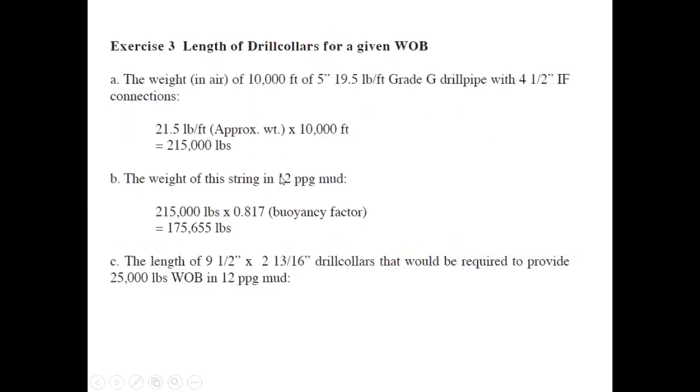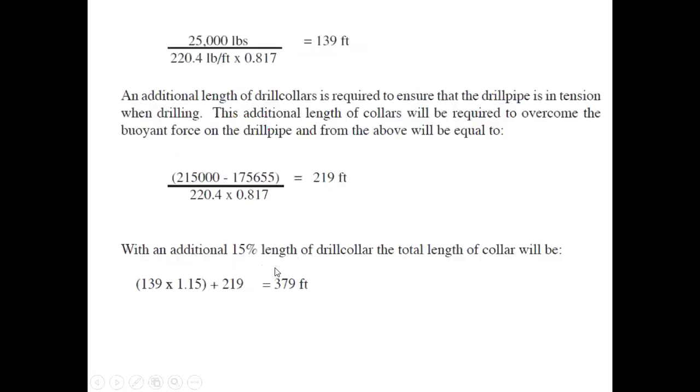Now let's start from the question. What is the question asking? The question is asking what would be required to provide 25,000 pounds weight on bit in 12 ppg mud. So we have to find the length of drill collars needed. The first thing we did is find the weight per foot. How much is the weight per foot of this drill collar? We went back to the tables given to us. Based on the table, we find out the weight per foot of the drill collar is 220.4.